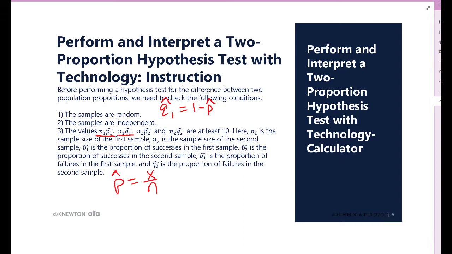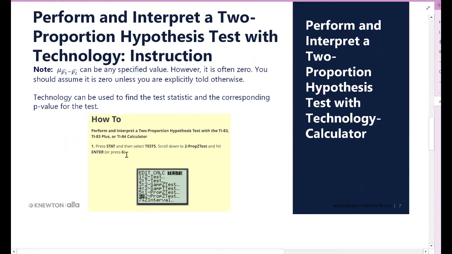If those are satisfied, then we can perform something called a two-prop z-test. How do you get to it? Well, a two-prop z-test is located where all the hypothesis tests are. You hit your stat button, go over to test, and then scroll down to two-prop z-test, which should be number 6 for most of us.